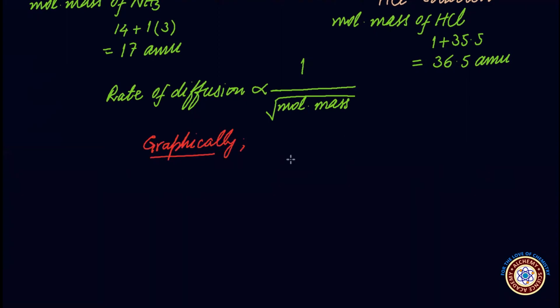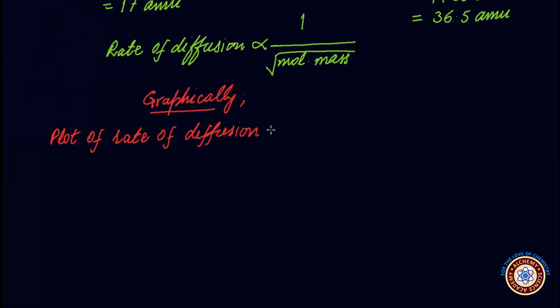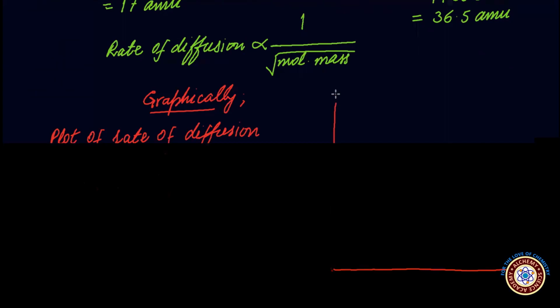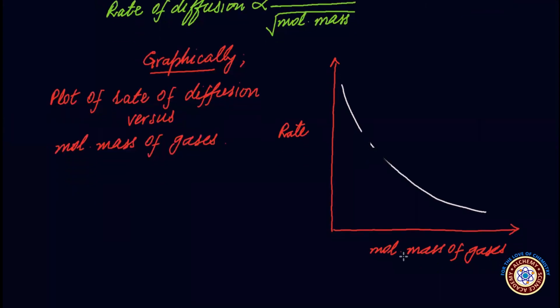It can also be explained graphically. If we plot a graph of rate of diffusion versus molecular mass of gases, taking rate of diffusion along y-axis and molecular mass of gases along x-axis, this kind of graph is obtained, and this graph indicates that increase in molecular mass of gas decreases the rate of its diffusion. Say for example, we have 2 gases with us, that is gas A and gas B.